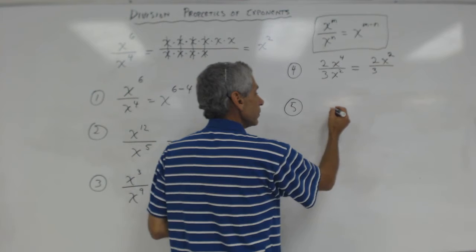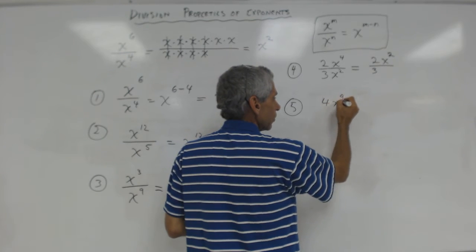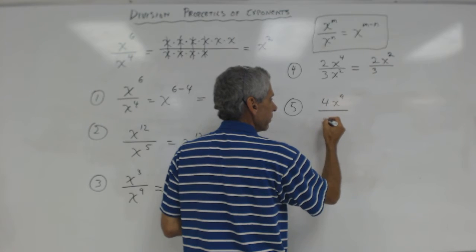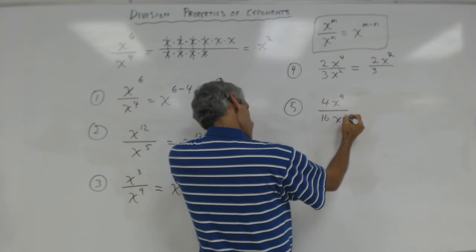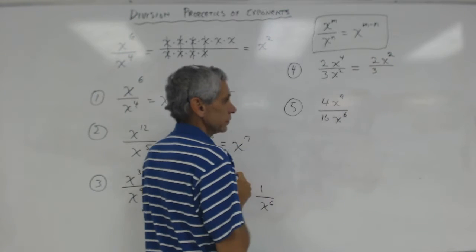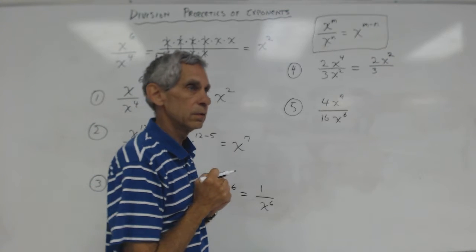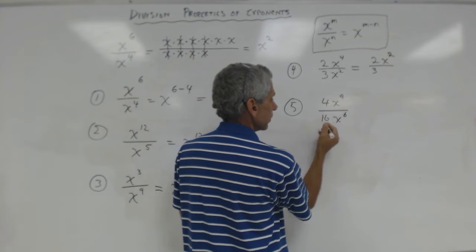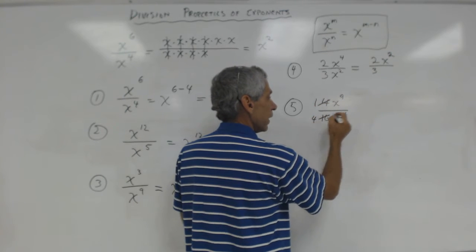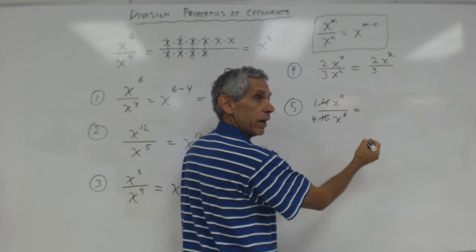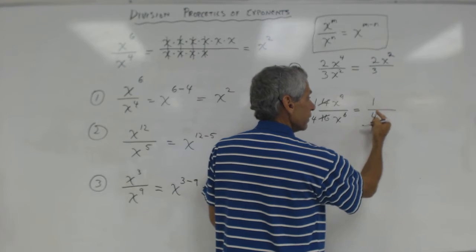What if I gave you 4x to the 9th over 16x to the 6th? All right, what would I do first? Okay, Bob. You take care of the numbers, and so 4 goes into 16 easily. 4 goes into 4 once, 4 goes into 16 4 times. So immediately I write that 1/4. Immediately 1/4 with a long fraction line.